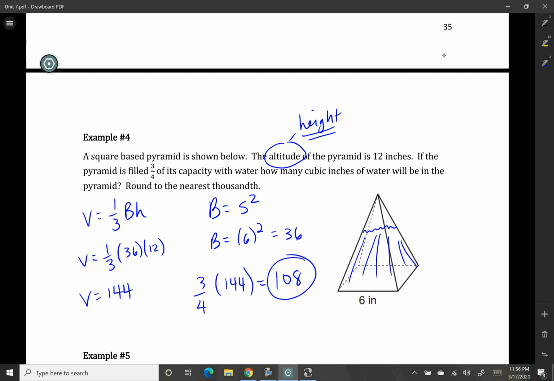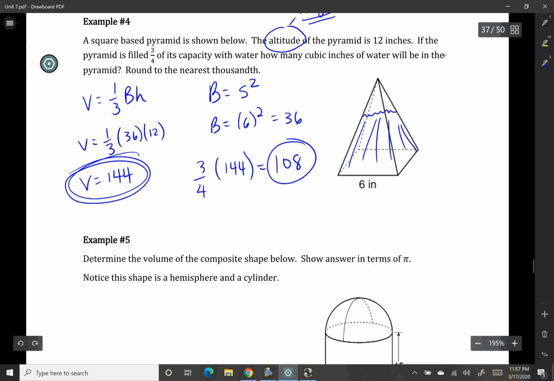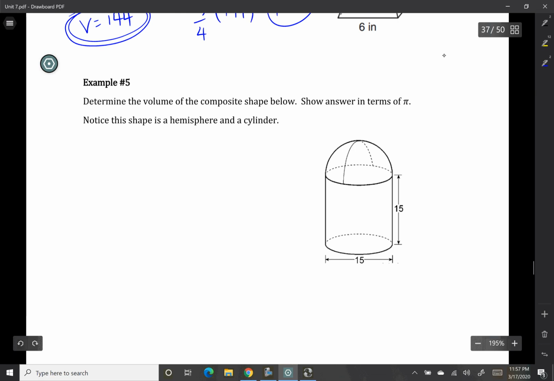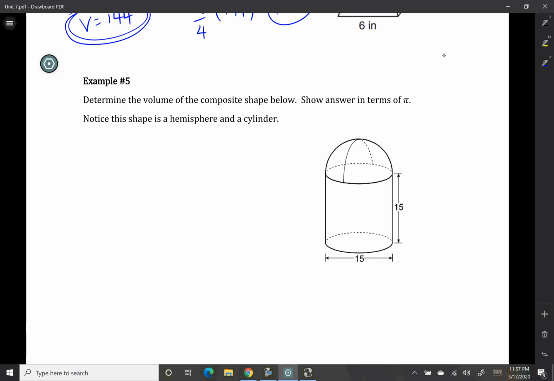So I'm mixing algebra with a geometry problem. Finding the volume, that's geometry. Okay, let's keep going. So this last one that we're going to do here in this video is a composite shape. So a composite shape is where we have two completely different figures, and we have to add the two volumes together. So it tells us to show our answer in terms of pi, so we want to make sure that we leave everything in terms of pi, just like we did in a previous lesson.